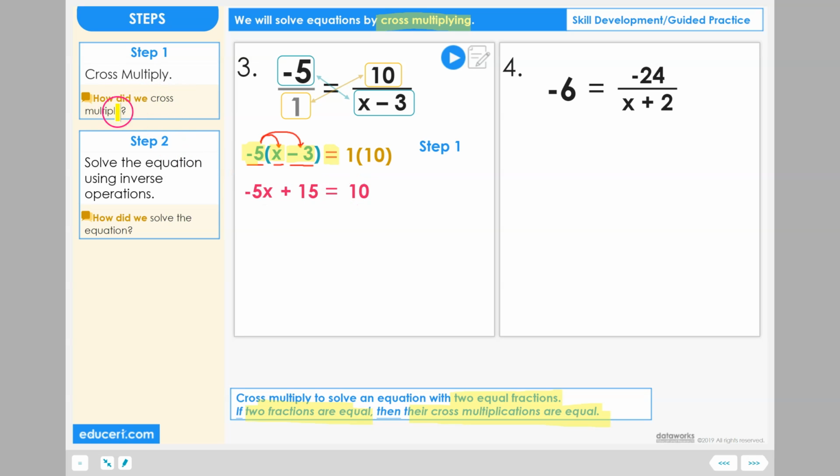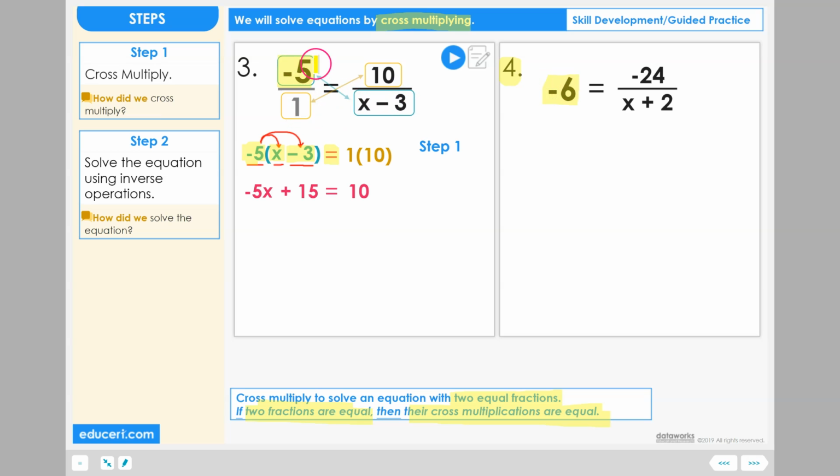How did we cross multiply? Think about the original problem, how we started out with just a negative number. To cross multiply, we needed to remember that this number that we had, -5, can be written as a fraction over 1. And remember that when you do problem number 4, you're going to have the same thing. So turn that into a fraction by putting it over 1.